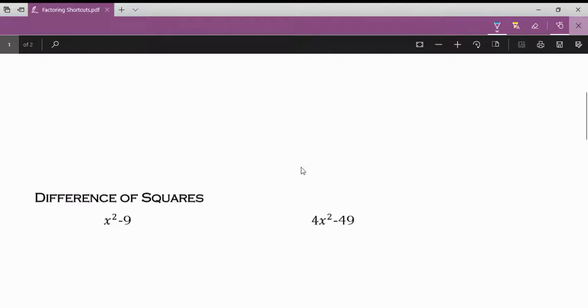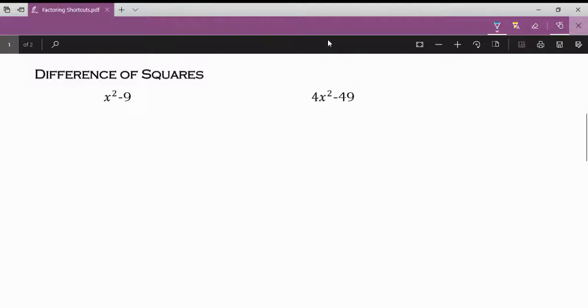The next shortcut is difference of squares. Now these ones are very identifiable. You're looking for two numbers that are being subtracted and they're both perfect squares, so you can square root both numbers. For this, you want to open two sets of brackets, the same way that we did with simple trinomials.